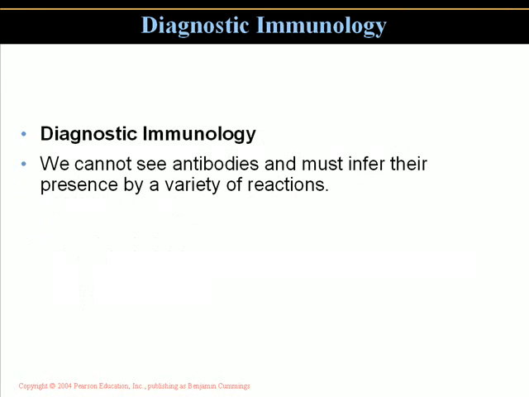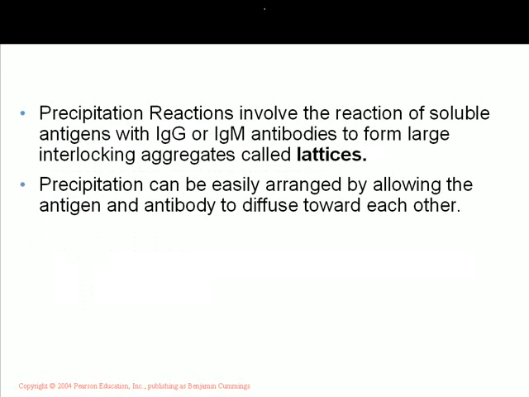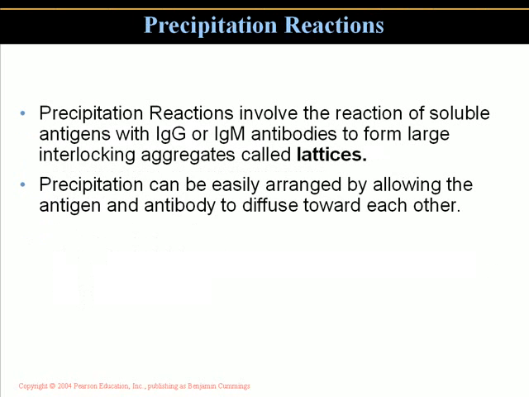Diagnostic immunology. Basically, we cannot see antibodies and must infer their presence in a variety of reactions. For example, a precipitation reaction involves the reaction of a soluble antigen with the immunoglobulins IgG and IgM antibodies to form large interlocking aggregates called lattices. Precipitation can be easily arranged by allowing the antigen and antibody to diffuse toward one another.